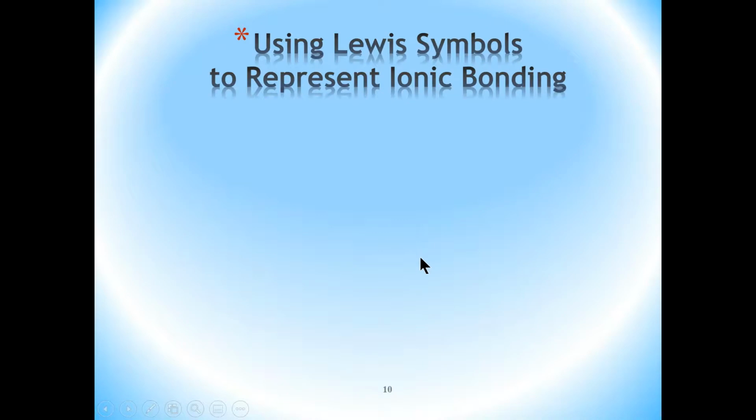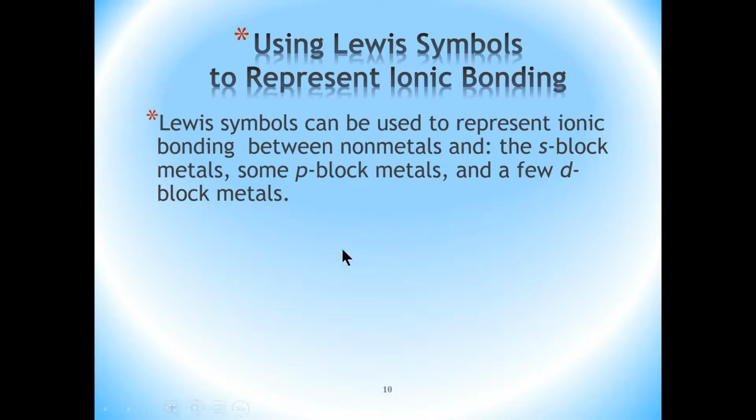Now, let's look at how Lewis symbols help us to represent what is taking place in ionic bonding, all right? First thing I want to say here is that we can use Lewis symbols to successfully represent ionic bonding between nonmetals and metals. The type of metals we're talking about are the s-block elements, and there are some p-block elements, and very few of the d-block elements. So there are very few instances where we can use Lewis symbols successfully to represent what is happening in the case of transition metals.